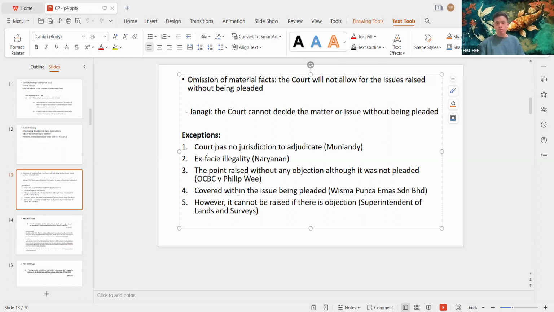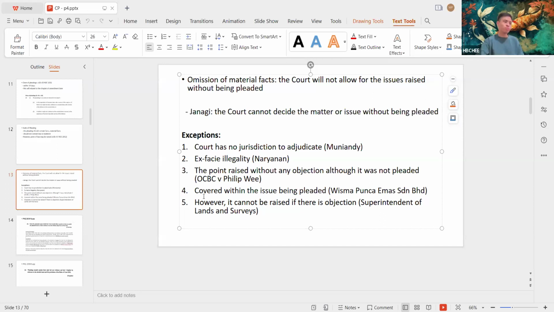However, there are some exceptions. In the case of Munyandi, the court has no jurisdiction to adjudicate. In Narayanan, there is an ex facie illegality. In the case of OCBC and Philip B, points raised without objection by the other party, although not pleaded, can still be raised because the other party did not object, and they are covered within the issues pleaded. Wisma Punca Emas Pemberian Berhad. However, if the party has raised an objection, then you cannot raise the issue. This is given in the case of Superintendent of Land and Surveys.